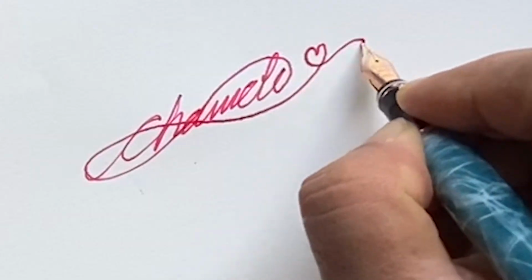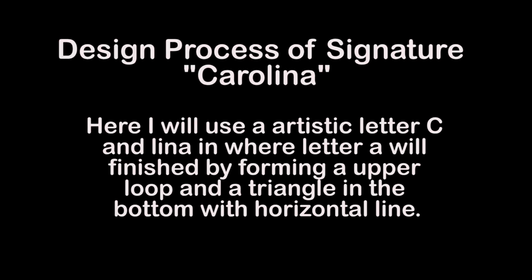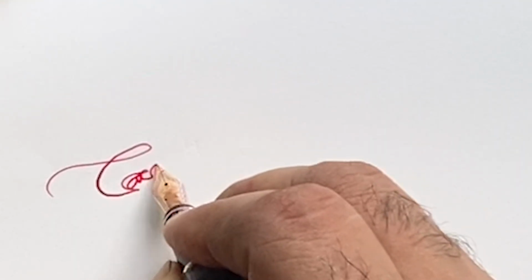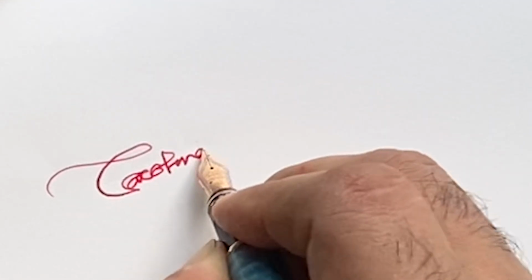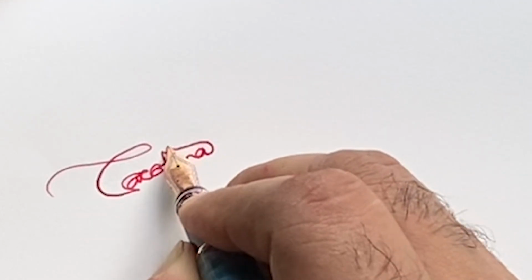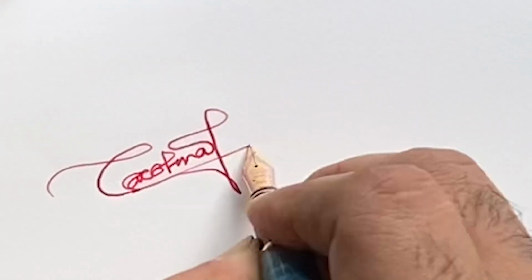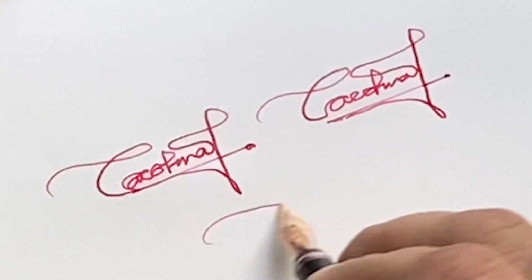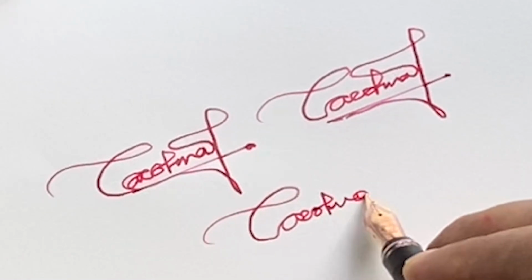First, let's design the signature of Carolina from Spain. Here I will use the artistic letter C and Lina in where letter A will finish by forming an upper loop and a triangle in the bottom with horizontal line.